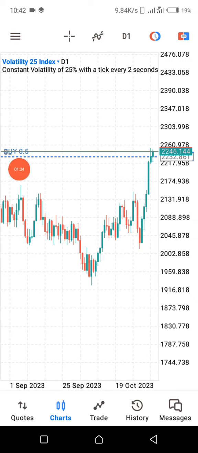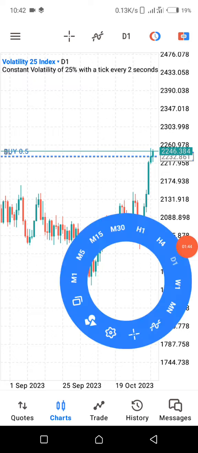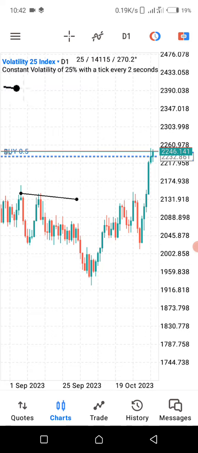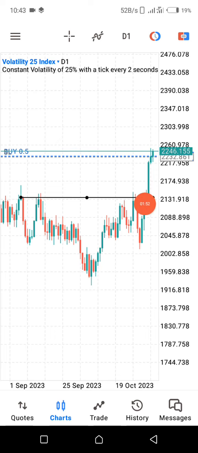You can see this nice inverse head and shoulder pattern. This is the left shoulder here. This is the head, the right shoulder, and then the neckline. This is the neckline, and it has been broken to the upside.